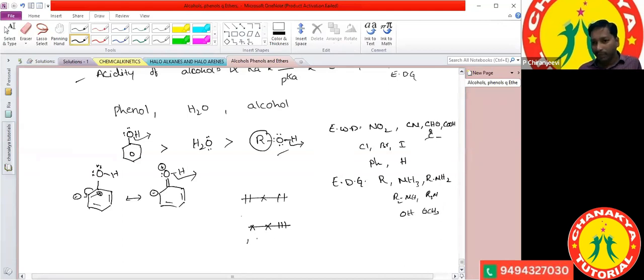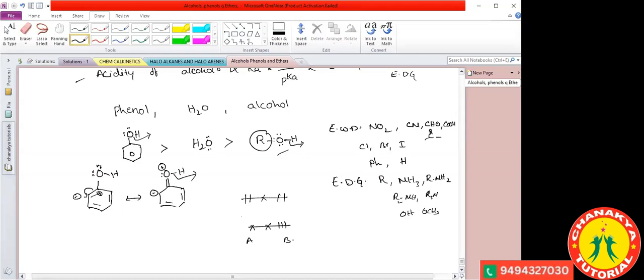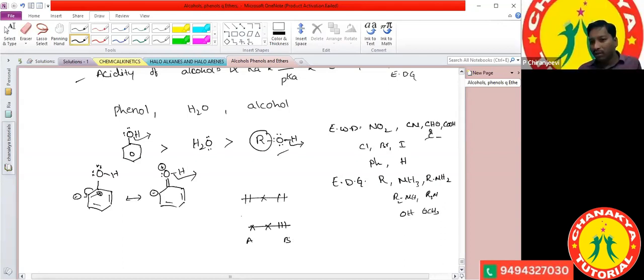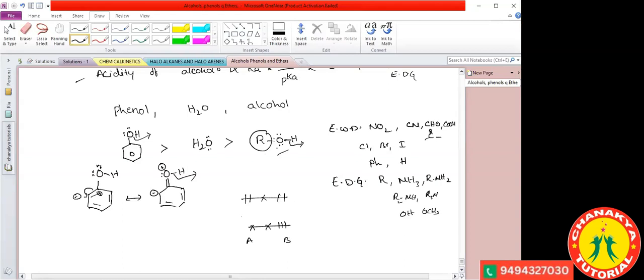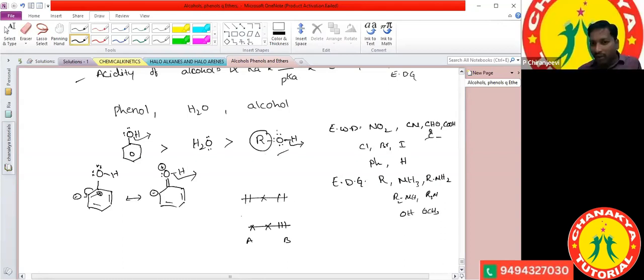This consists as A and B. Is A team going to win or B team going to win? B team. So why is the B team going to win? Because it has more people. Similarly, here also, once you check it out, in alcohols, what happened?